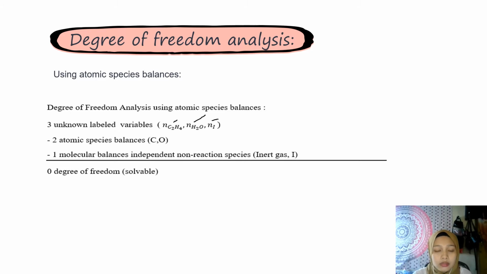There are two atomic species balances involved that we use for the calculation later, which are C and O. And there is one molecular balance on an independent non-reactive species, which is the inert gas. Then we get zero degrees of freedom, which means we can solve the question.